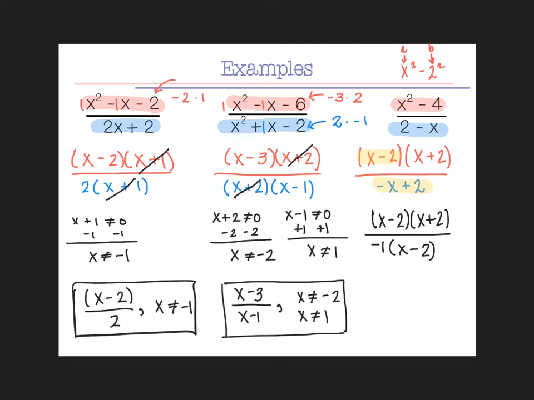Now that I have those matching, I can state my domain restrictions. So hopefully at this point you're starting just to see it without having to show any work. X cannot be 2. These would cancel out. I'm really left with x plus 2 over negative 1. And really, that would be better written as negative x plus 2.